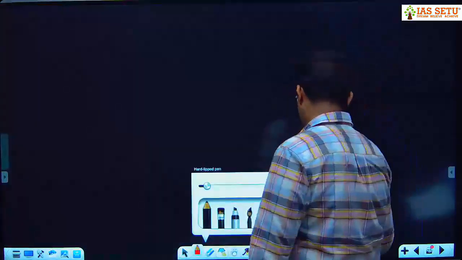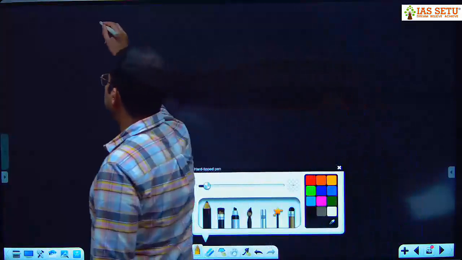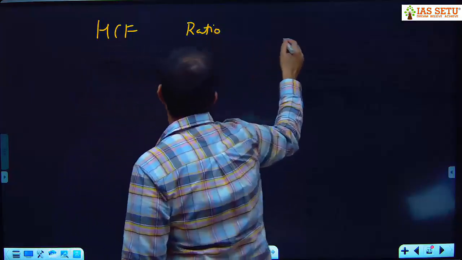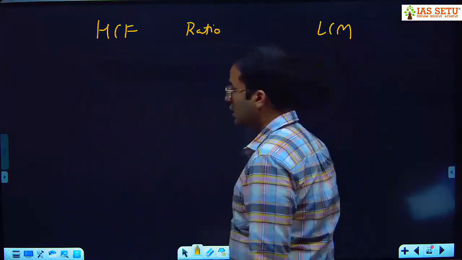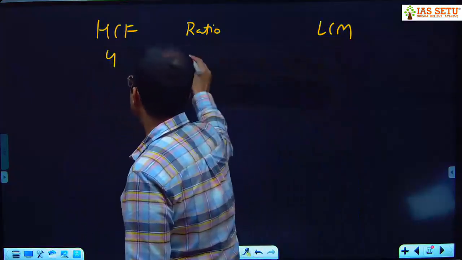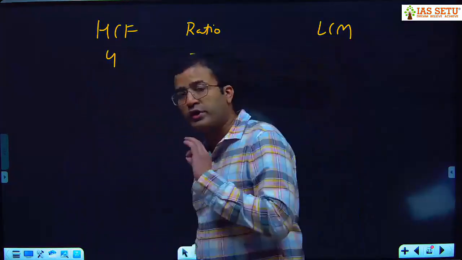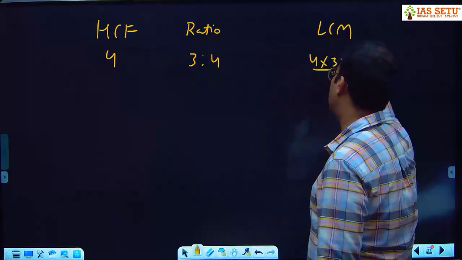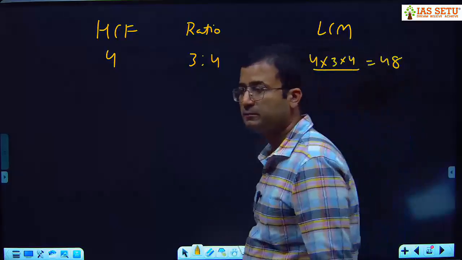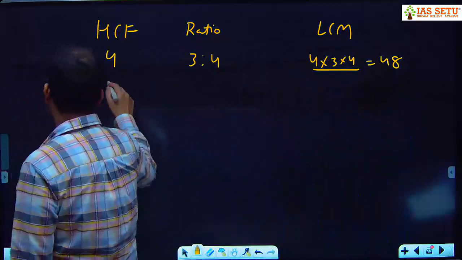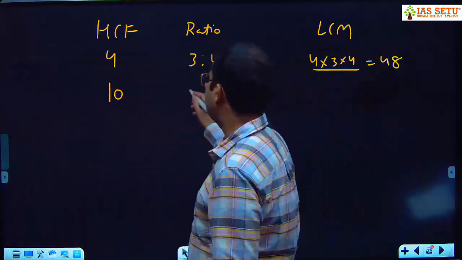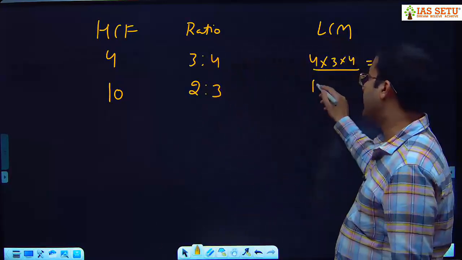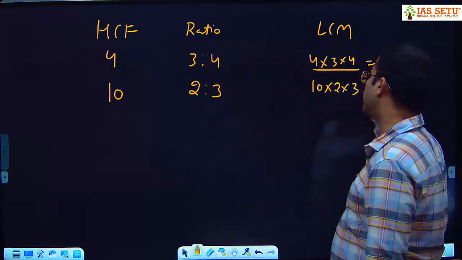HCF given and the ratio of the numbers given and LCM is asked. Like there is a given question where HCF is 4, ratio is 3:4. You can directly say LCM will be 4 into 3 into 4, 48. My next question: if HCF is 10, ratio of the two numbers is 2:3, what will be the LCM? 10 into 2 into 3 is 60.